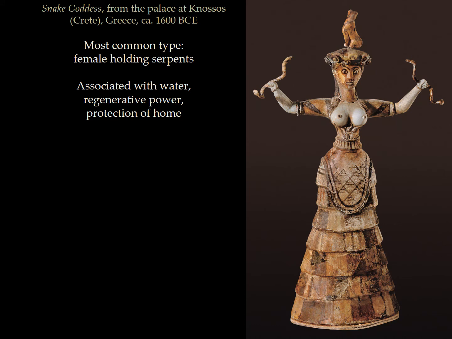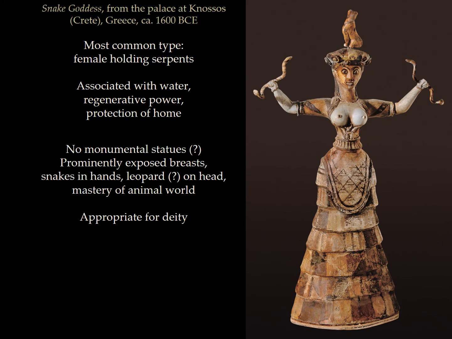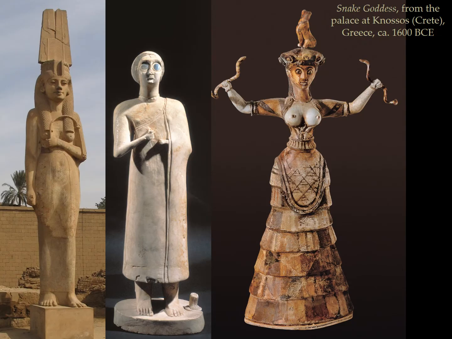So again, the regenerative power of femininity and the protection of the home relates in the Greek and Roman civilizations to women as well. Nymphs are going to still be associated with freshwater springs, and we find that the goddess of the hearth and home will be Hestia or Vesta in the Roman tradition. Now, this is not monumental. We find no monumental statues, in fact, in the Minoan civilization. The exposed breasts and the wild animals show us that she has a mastery of the animal world, which would be appropriate for a deity, and will be passed on in goddesses like Artemis for the ancient Greeks.